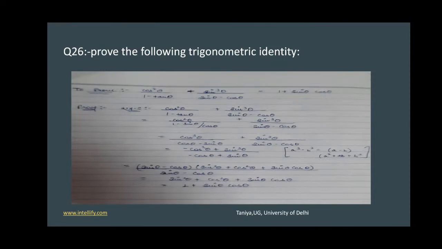As we know that sin²θ + cos²θ is 1, and the sin θ − cos θ in the numerator gets cancelled out by the denominator. So we get the value of this term equal to 1 + sin θ cos θ, which is our right hand side, hence proved.